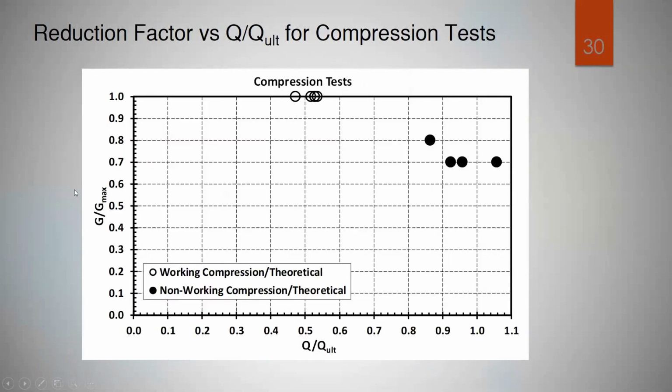Here we get the reduction factor for G over Gmax versus mobilized load, which is the test load over the ultimate pile capacity using analytical approaches. This mobilized load is the reciprocal of the factor of safety. So when the factor of safety equals 2, the reduction factor equals 1. This means the actual soil stiffness equals the maximum soil stiffness, while with decreasing the factor of safety to 1, the reduction factor is from 70 to 80% of the maximum soil stiffness.